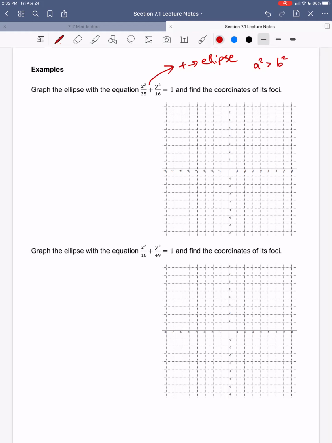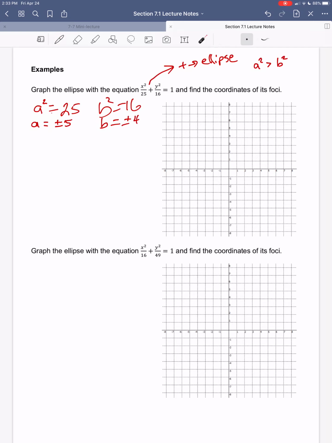And for an ellipse, I know a squared has to be bigger than b squared. So what that tells me here then, which one of these is bigger? Well, 25 is bigger than 16. So I'm going to have a squared is 25. A squared is 25, and b squared is 16. So that means when I take the square root, I get plus or minus 5. I would get plus or minus 4.